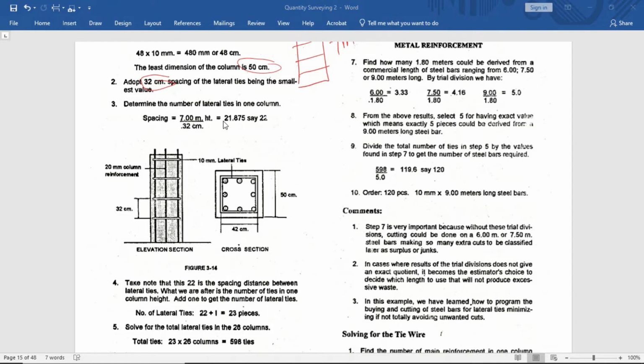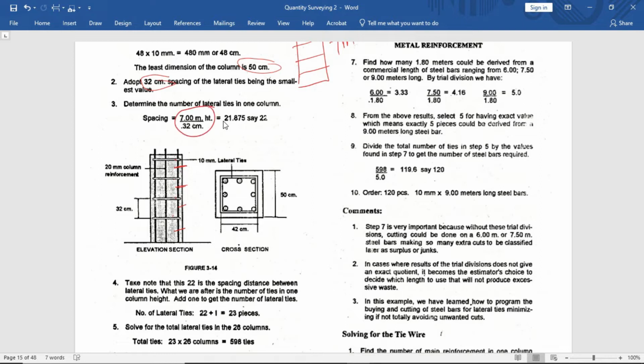What is spacing yung nakalagay dito sa atin? Ito yung tinutukoy na spacing, yung spacing between lateral ties. So, between ito, isang space. Between ito, isang space. So on so forth. Yun yung hinahanap. Ito yung spacing dito sa pag-compute na to.